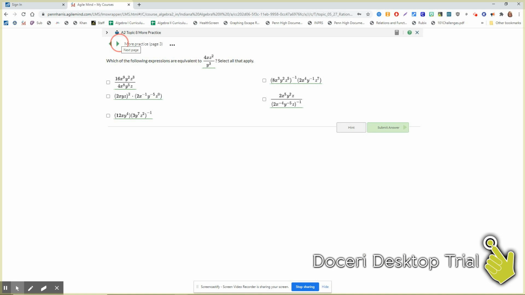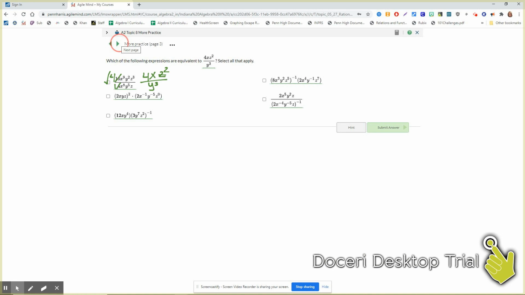the first thing I do, I'm going to simplify. 4 goes into 4 once. 4 goes into 16 4 times. My x's are bigger on top by 1. My y's are bigger on the bottom by 3. My z's are bigger on top by 2. So that one works.